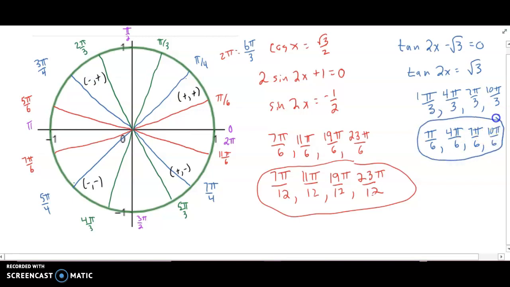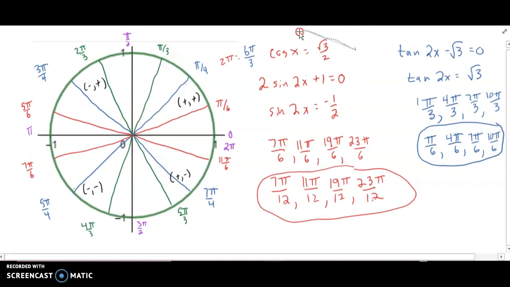Notice, though, my fractions, I did not reduce them. Now, your call if you want to, but I'm not going to reduce those fractions because really the main idea is that we know how many solutions we have and generally where they are. Now, if I did reduce that, 4 pi over 6 would become 2 pi over 3. 10 pi over 6 would be 5 pi over 3. So that's what happens when we have a 2x. What happens when it's a 3x?